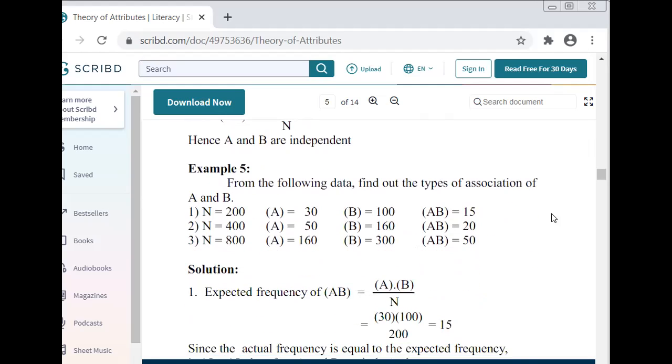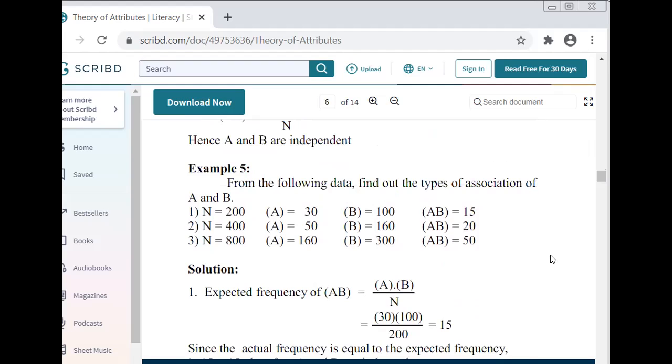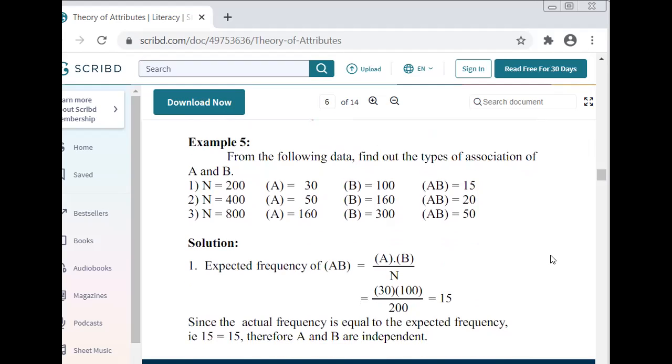Now I will see one more problem. Next problem: from the following data, find out the types of association of A and B. Okay, so now number one is given here.